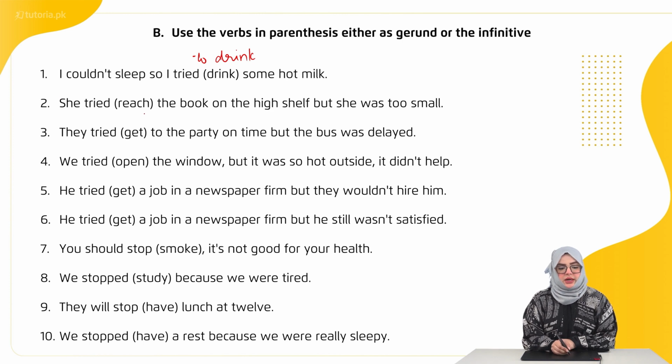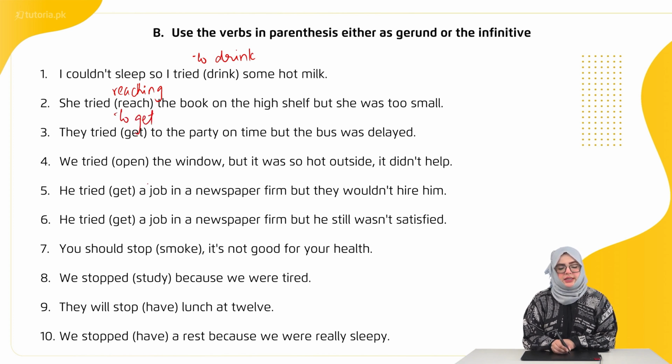Second is she tried reach the book on the high shelf but she was too small. She tried. हम यहाँ पे reaching लिख लेते हैं. To reach भी लिखेंगे वो भी correct होगा. Third is they tried get to the party on the time but the bus was delayed. They tried to get to the party.